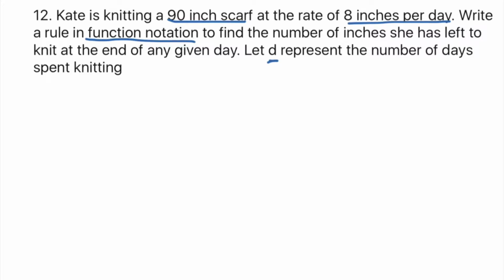So that's some important information. So remember, function notation is where instead of saying y equals, you say f of x equals, or whatever your variable is. So in this case, it's going to be f of d. So we'll just erase these because we don't need those.